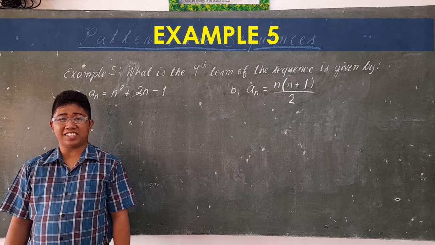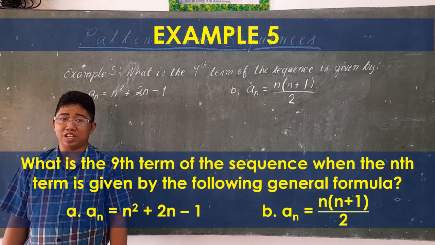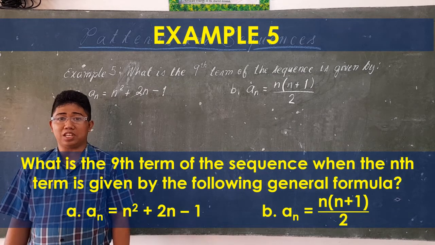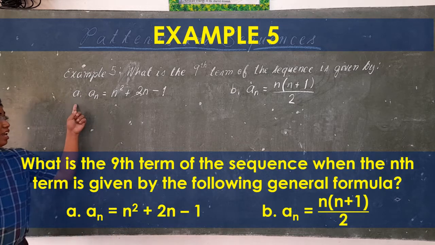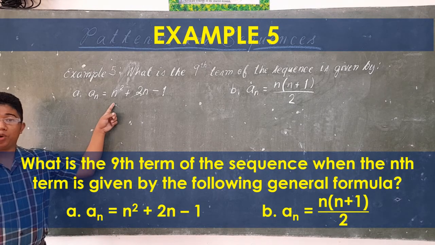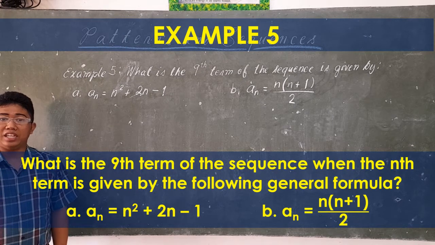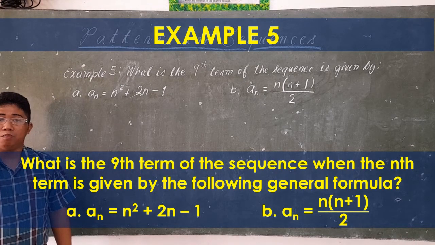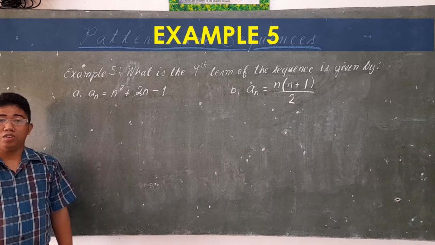Students, here's the last example. What is the ninth term of the given sequence when the ninth term is given by the following general formula? Letter A: a sub n is equal to n squared plus 2n minus 1. And letter B: a sub n is equal to n times n plus 1 all over 2.